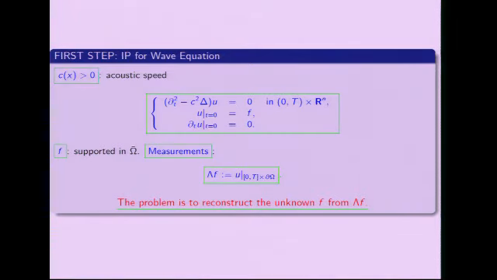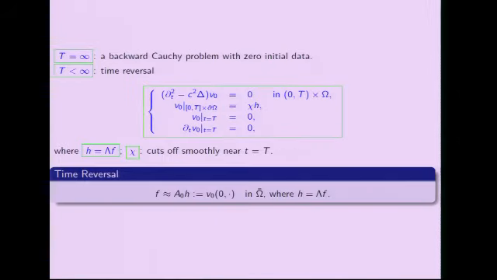Okay, so the problem is to reconstruct f, the initial data, which comes really from a source, but I just made the reduction, initial data, by making these measurements. And this, as I mentioned before, this is a linear problem. Okay, so let me go.